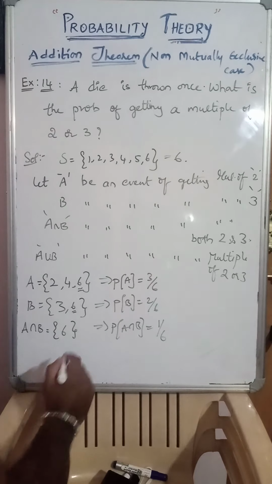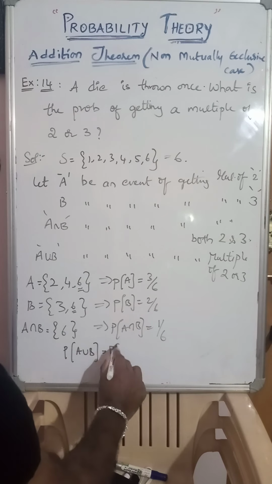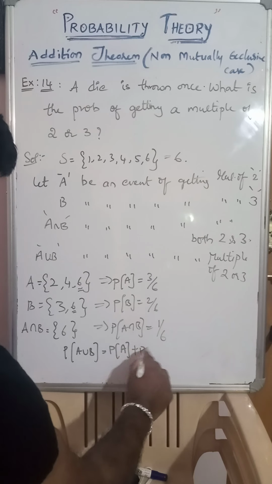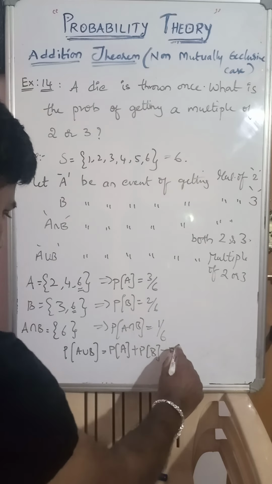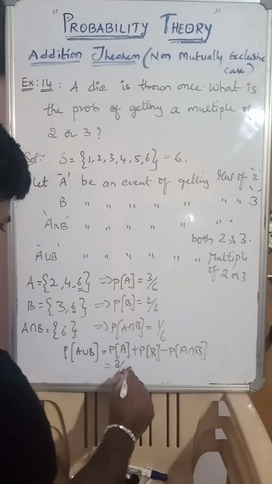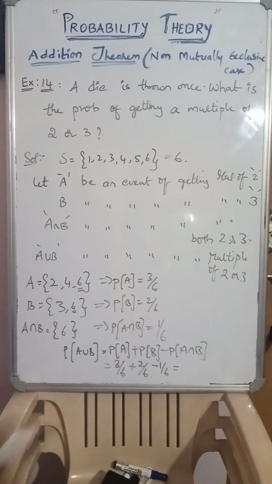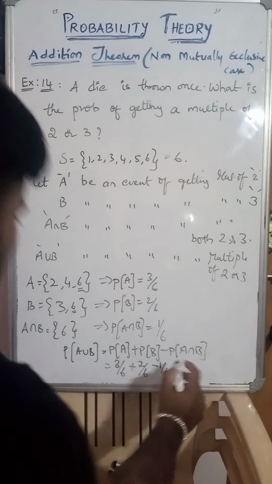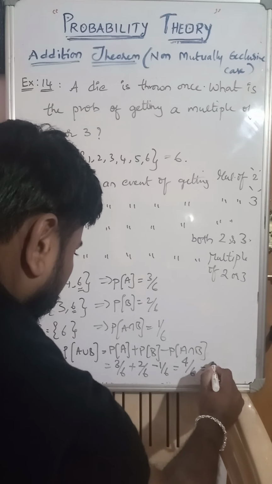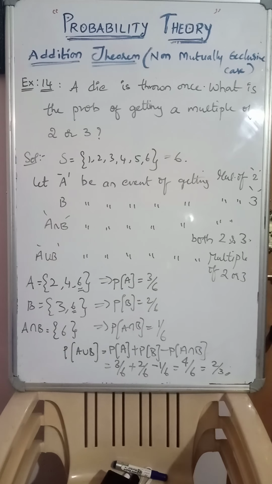Now what should we calculate? P of A union B. According to the definition, P of A plus P of B minus P of A intersection B. Substitute here: 3 by 6 plus 2 by 6 minus 1 by 6. So 3 plus 2, 5, 5 minus 1, 4, 4 by 6. So the answer is 2 by 3. Are you clear, guys? This is the problem now.